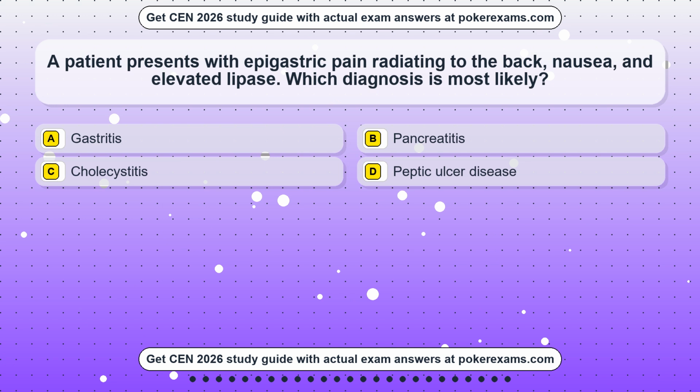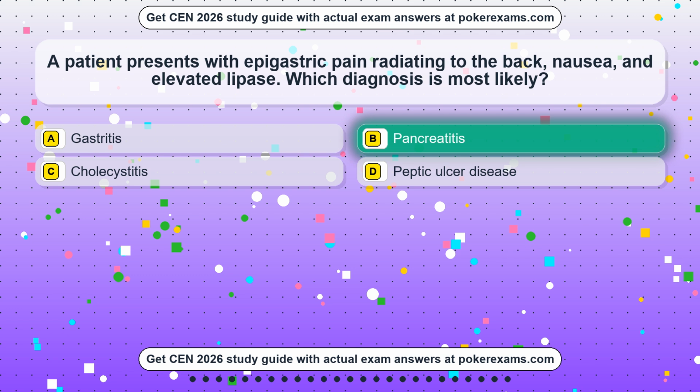Question 5. A patient presents with epigastric pain radiating to the back, nausea, and elevated lipase. Which diagnosis is most likely? Option A, gastritis. Option B, pancreatitis. Option C, cholecystitis. Option D, peptic ulcer disease. The correct answer is option B, pancreatitis.